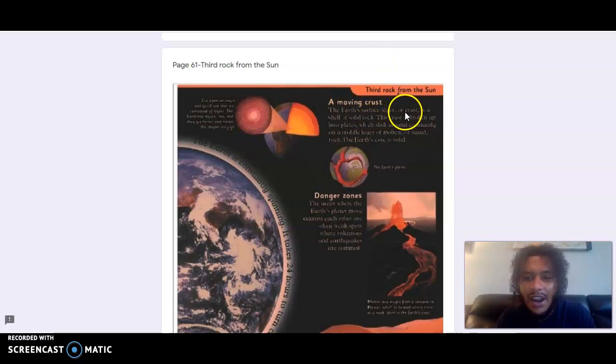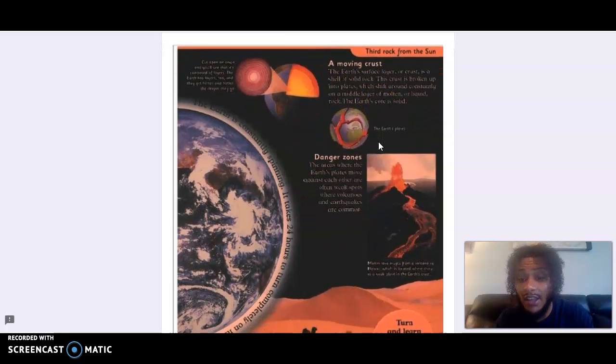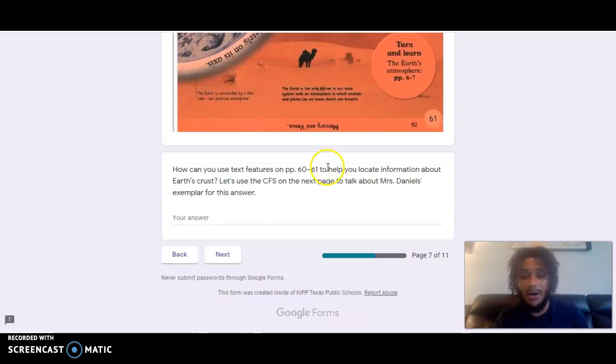The earth's surface layer or crust is a shell of solid rock. This crust is broken up into plates which shift around constantly on a middle layer of molten or liquid rock. The earth's core is solid. That tells me about the crust, and that is a little subheading, right? And it's got a paragraph underneath. It shows me the plates it was talking about in the moving crust. So I have a couple of text features there that help me locate information about the Earth's crust.